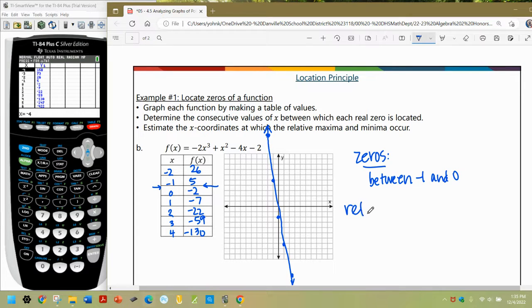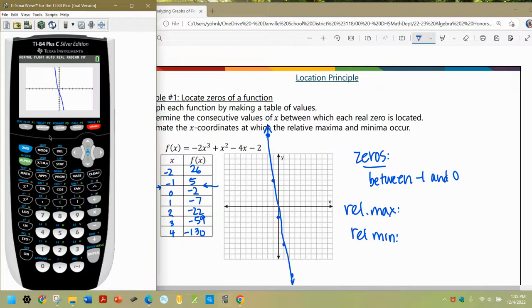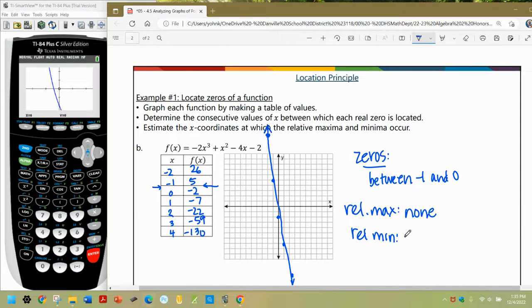And then if I look for my relative max and my relative min, well, when I look at this graph, there is no apparent maximum or minimum. We can try to zoom in if we want to. Maybe we can see some kind of curving and switching of directions if we zoom in, but we don't really get a better picture. So therefore, you can have problems that do not have any relative maximums and do not have any relative minimums. And that's going to happen.